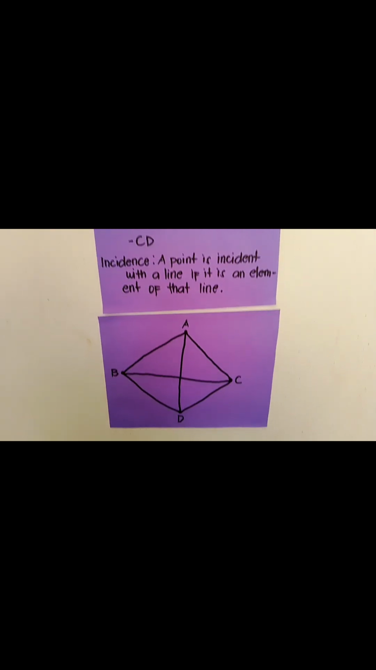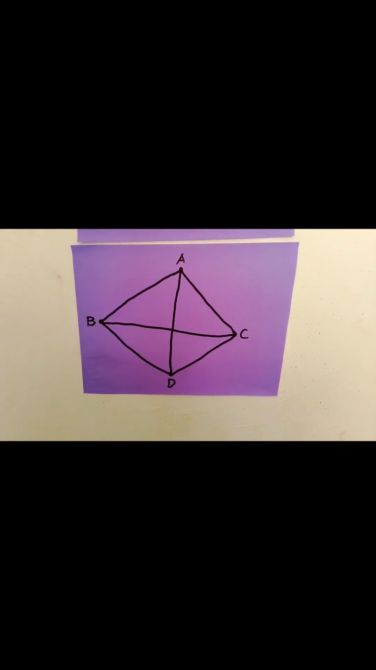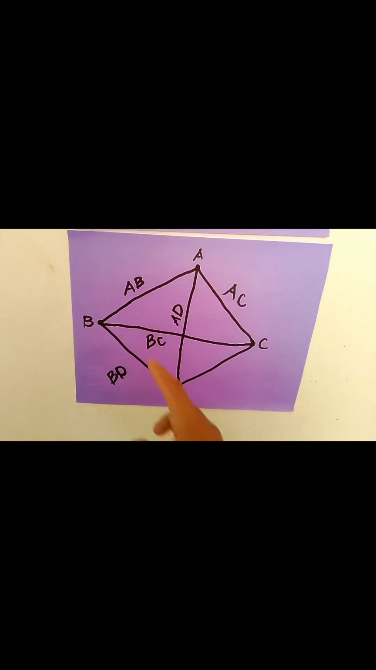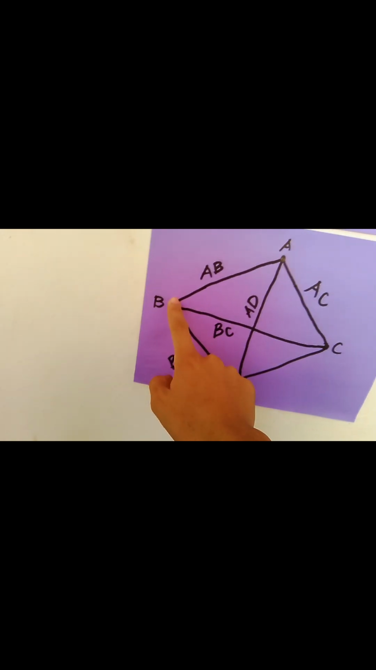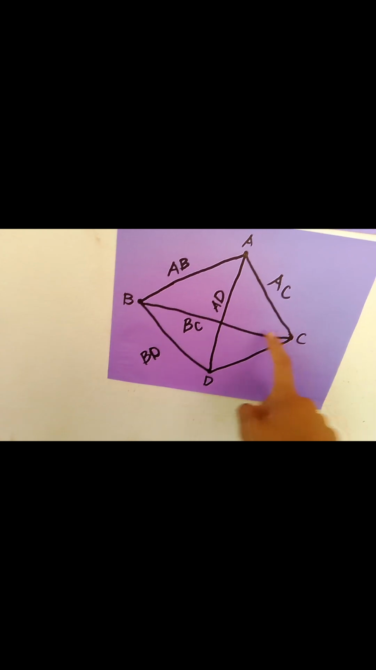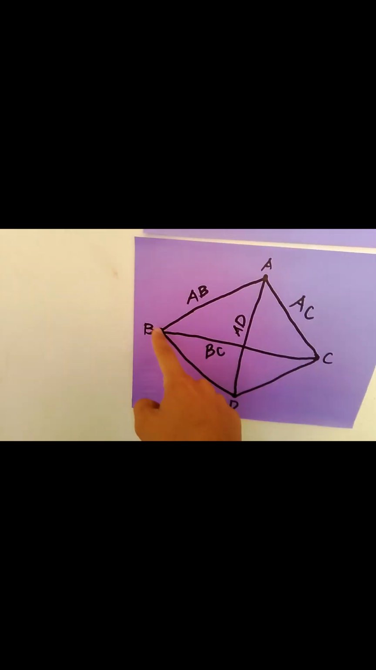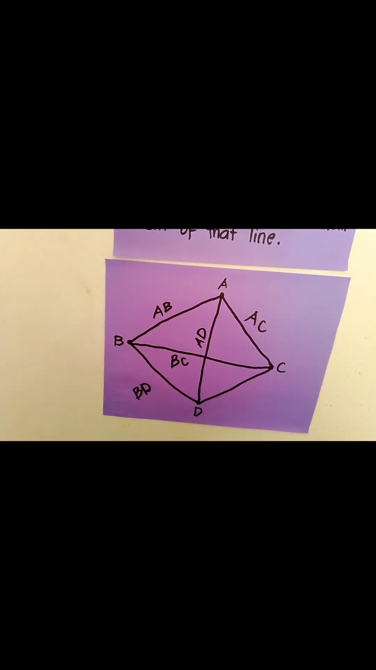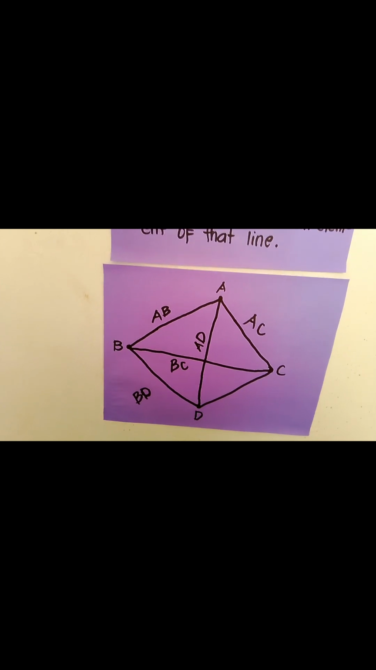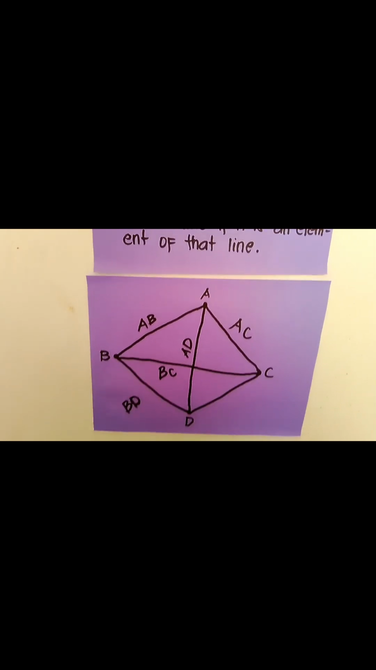So, example. As you can see, it looks like a kite. The lines are A to B, A to C, and A to D, then B to C and B to D. So as you can see now, it looks like a kite in real life.